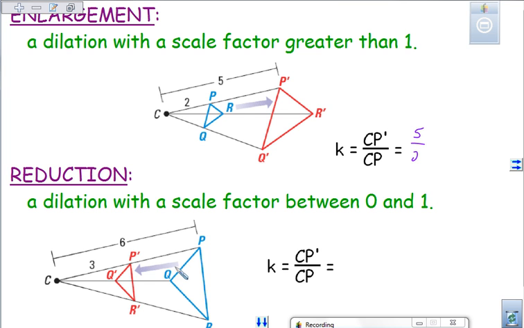In a reduction, our scale factor is going to be smaller. It has to be less than 1 and between 0 and 1. So from C to P prime in this case is 3, and from C to P is 6. And always reduce your fraction. So we start at the blue image, and we get bigger by going to the red. Over here we started with the blue, and we got smaller by going to the red. So smaller means it has to be less than 1, bigger means it has to be greater than 1.